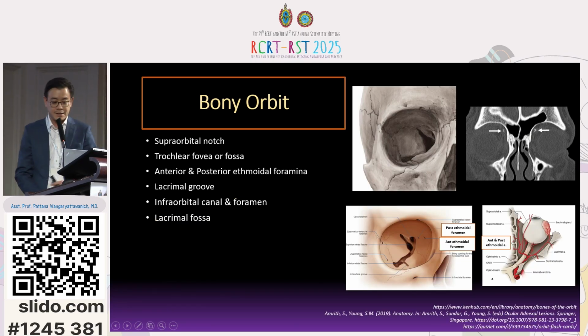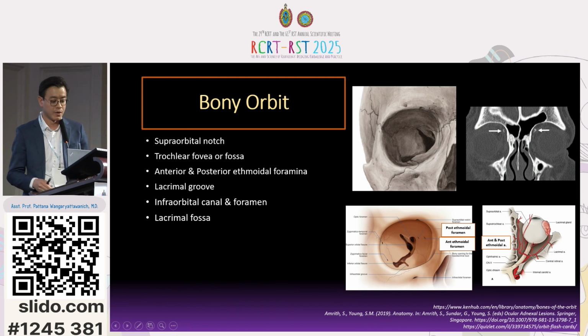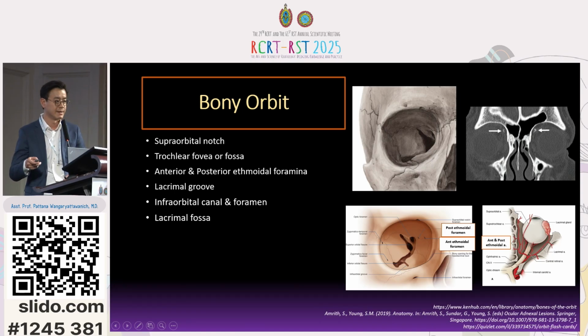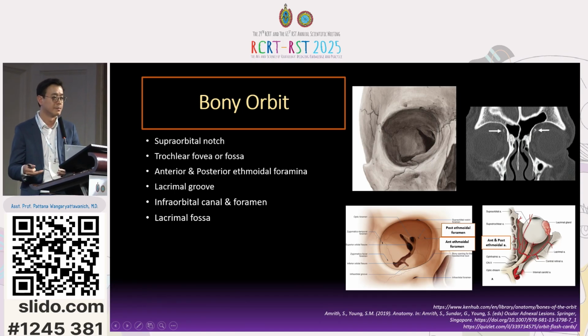So let's start from the bony orbit. The bony orbit is pretty complex. The bony structure is formed by 7 different bones. But I think we don't have to memorize all these 7 bones. It's more important for you to recognize the anatomic landmarks that will help you when you encounter a patient with orbital pathology.